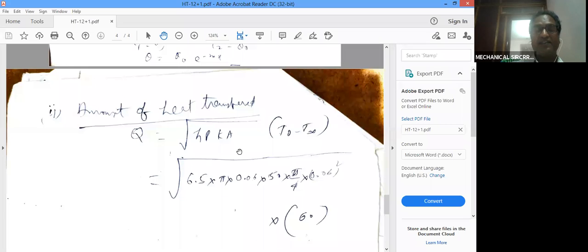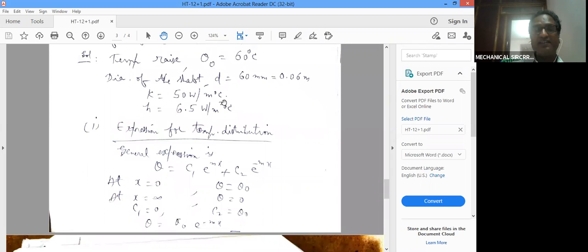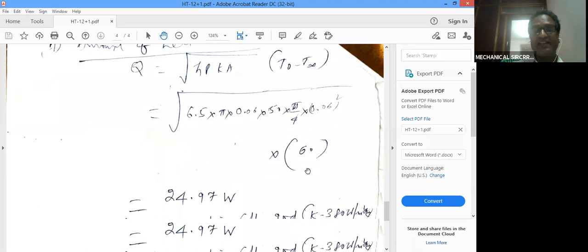Pi by 4, diameter of the shaft 0.06, so that's pi by 4 into 0.06 whole square, up to this only under the square root, into the maximum temperature rise. When the temperature is T naught, the maximum temperature difference is T naught minus T free stream, given here as 60 degrees centigrade. Substitute all the available values in this equation.